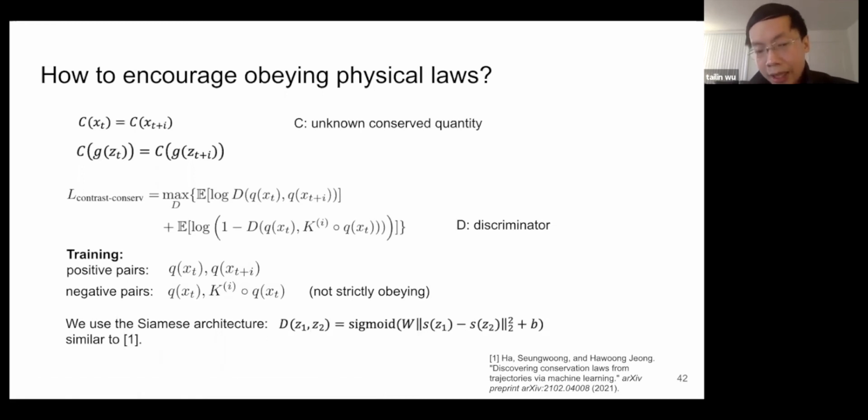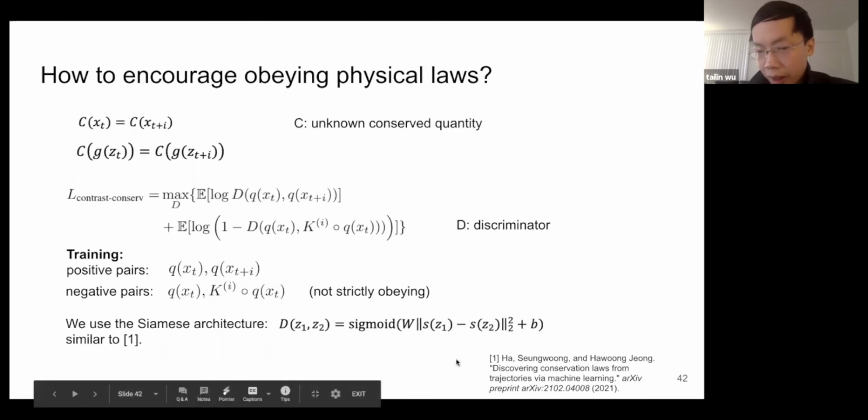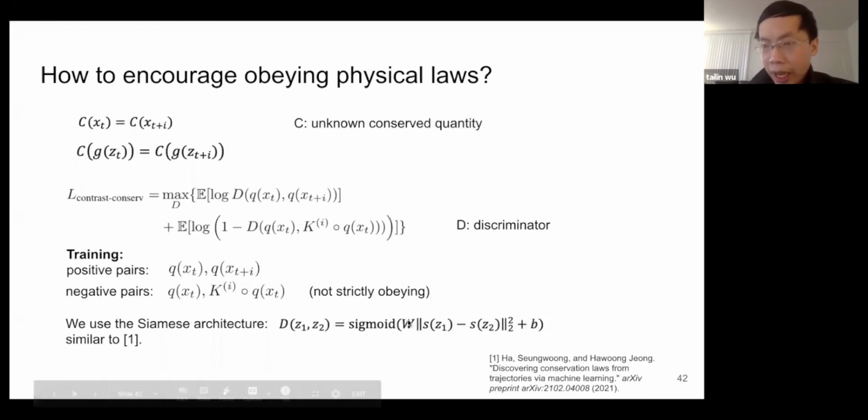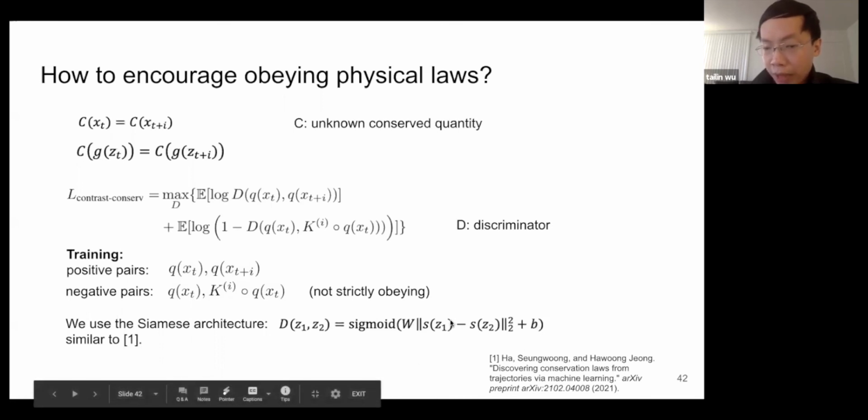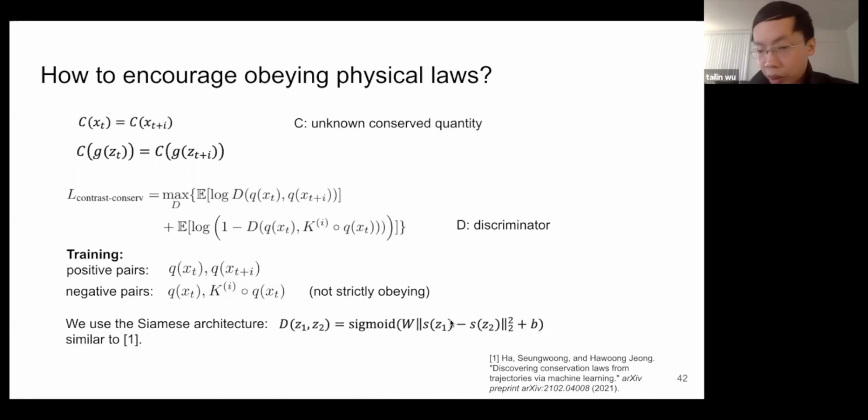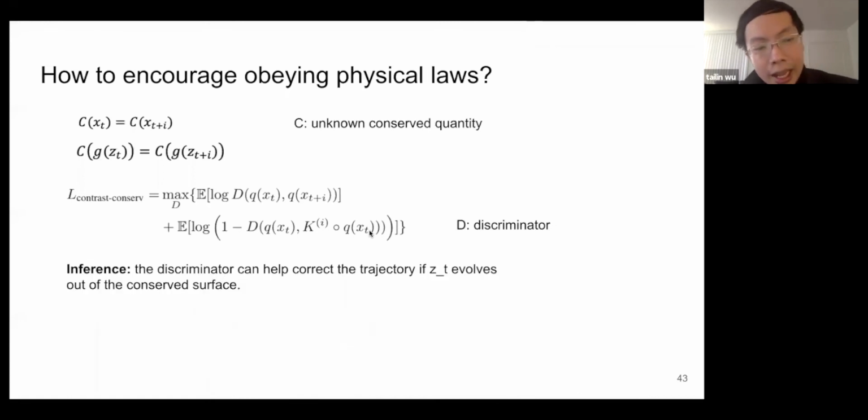And in this work, the authors use this Siamese architecture with some different trajectories to train this network. And they are able to use that to discover some conserved quantity like energy or the angular momentum. But here, we may not have such different labels. So specifically, we just use the evolution of itself as the self-supervised signal. And this is the training.